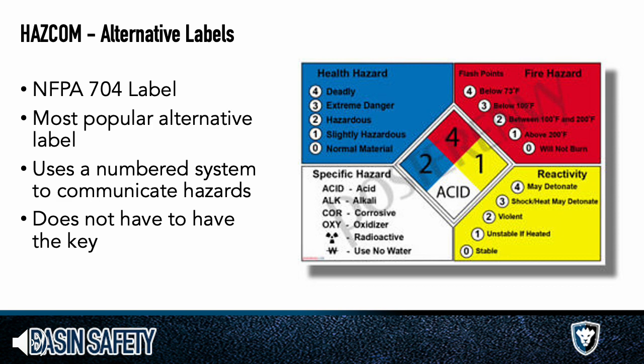Now we see an example of an alternate label. This is the NFPA 704 label. It's the most popular alternative label. It uses a numerical system to communicate hazards and does not have to have the key.